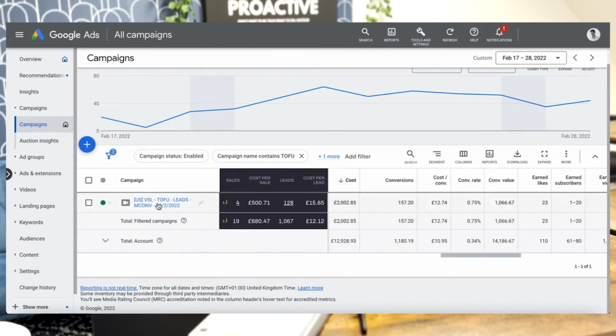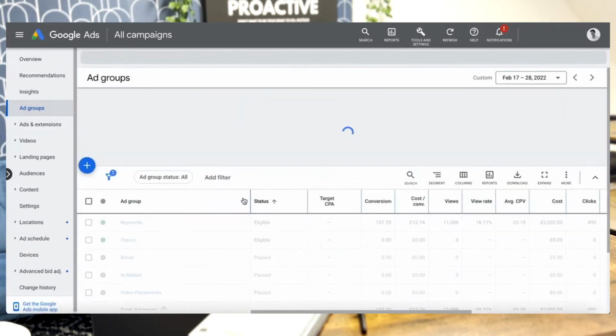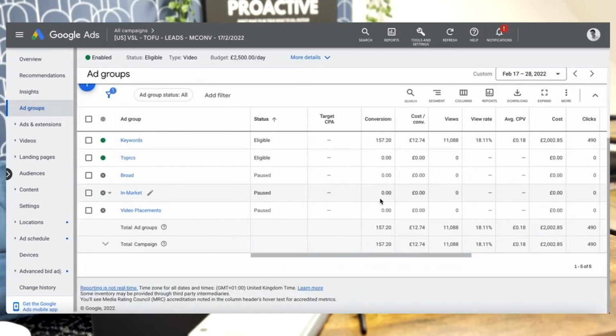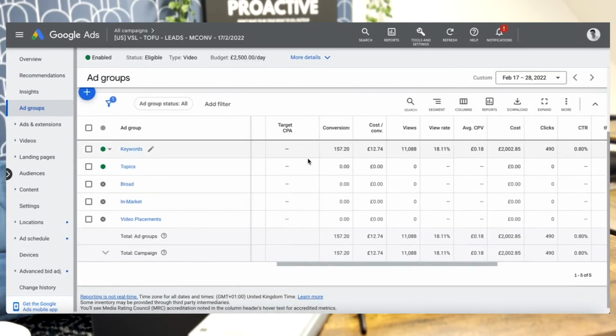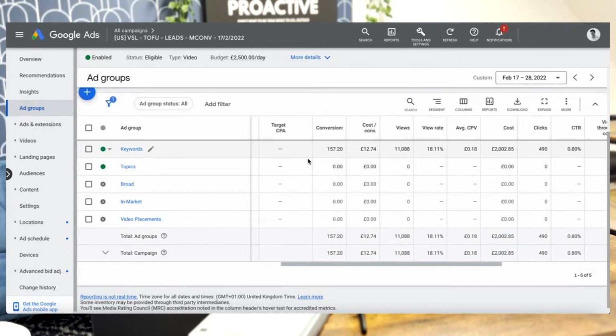If I break this down a little bit more by clicking on it, you can see here we've got a few different ad sets. So I was testing a few different audiences. Historically, keywords has worked the best for us, so I was testing a keyword stack that's worked very, very well. I was also testing some topics, and I was also testing broad.